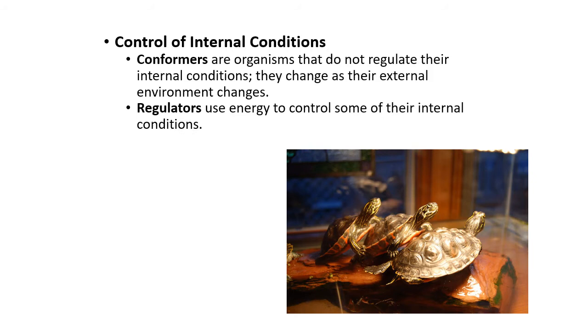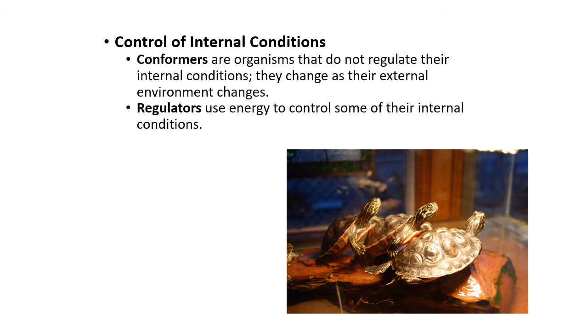So control of internal conditions, this is a conformer or a regulator. A conformer is an organism that does not regulate internal conditions. So we are conformers. And then we can change as our external environment changes. A regulator uses the energy from outside to control internal conditions. So the snake in our classroom, that's a regulator.